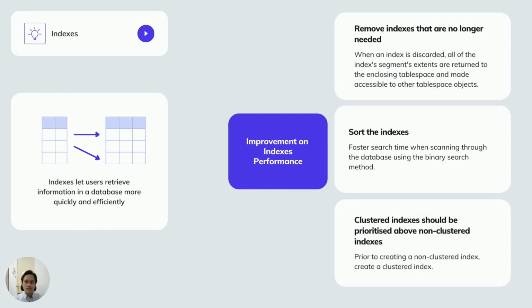Then we also have chosen to implement indexes in our system to facilitate the high transaction needs of our users. There are advantages like an increase in query performance and reducing the table space, but there are also disadvantages of using indexes. To overcome or lessen the effect of indexes, there are some improvements that we can do, such as removing indexes that are no longer needed, sorting the indexes, and prioritizing clustered indexes above non-clustered indexes.